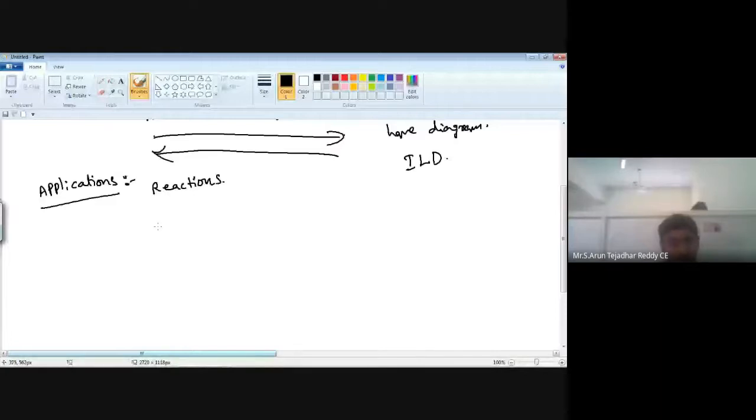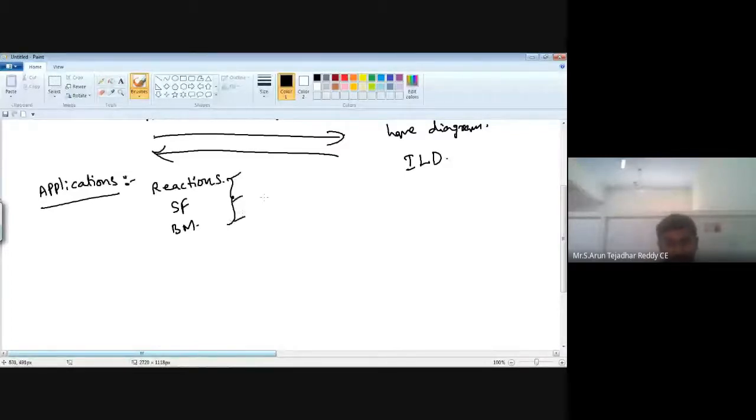Next, we have shear force, that is also an application. We have a bending moment, so this is also one application. So mainly we have three applications in this topic. In moving loads and influence line diagrams, we have three main applications: reactions, shear force, and bending moment.